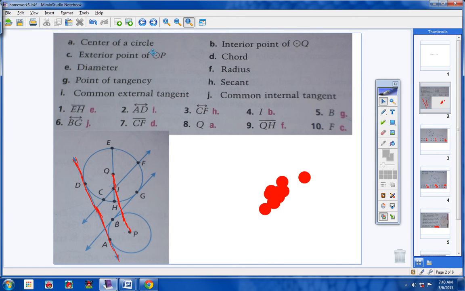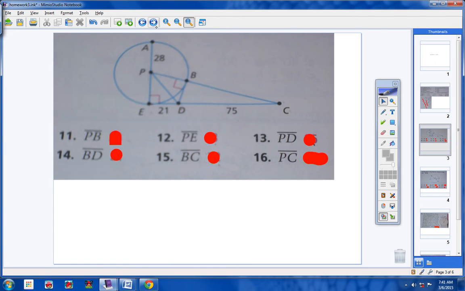Okay? Alright, hope this makes sense. Let's go ahead and continue on. Number 11 through 16. They tell us to find the length of these segments. Now please take some really good notes and pay attention. I'm going to take this very slowly. First of all, notice your radius is 28. So that means all of your radii would be 28. PP is a radius, so it's going to be 28. So the answer to number 11 very simply is 28.